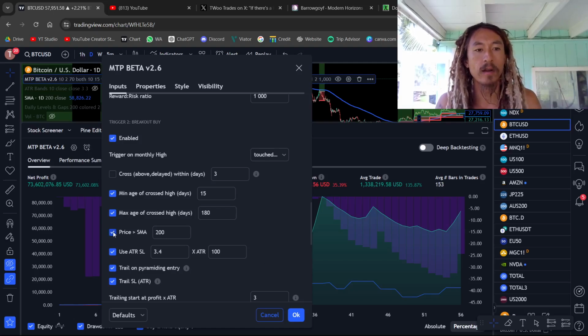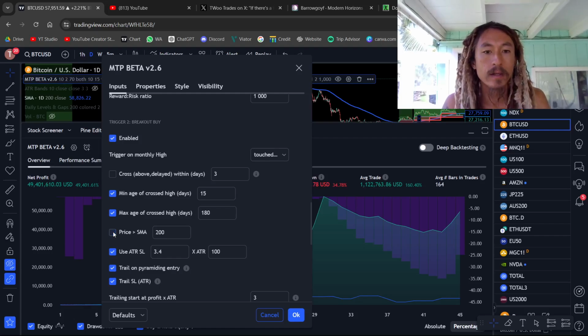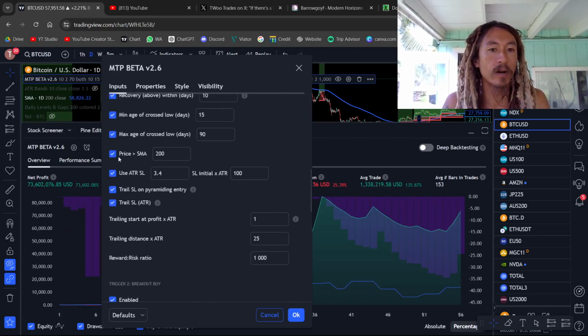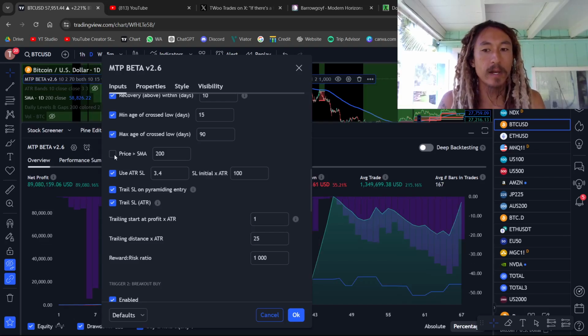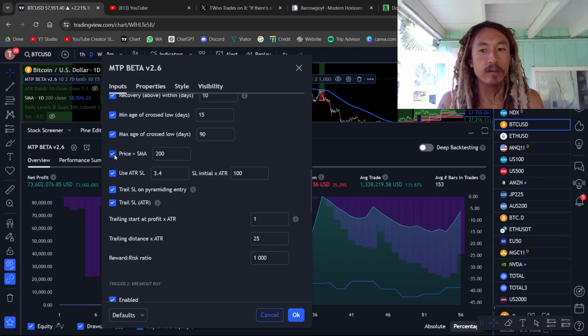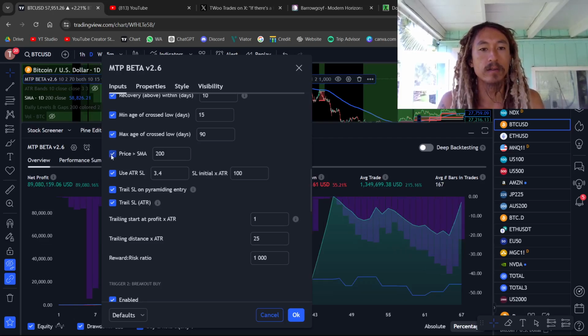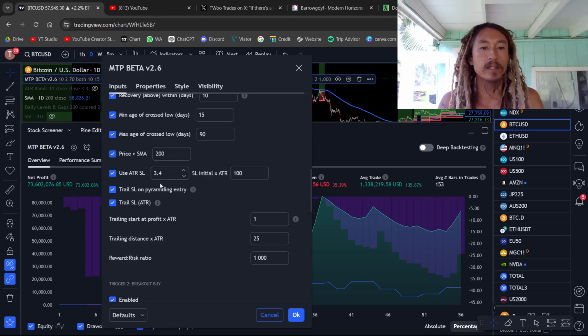We turn it on. Sorry, if we turn on the dip buy 200 SMA filter, yes, it increases our return, but it also increases our drawdown in a way that's not ideal.